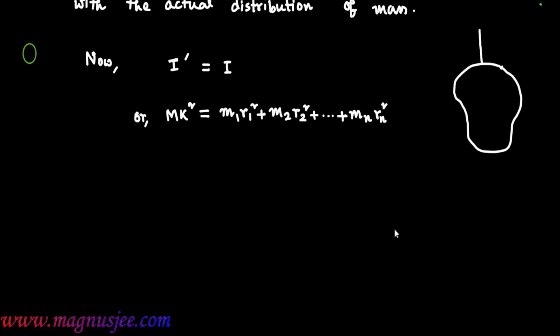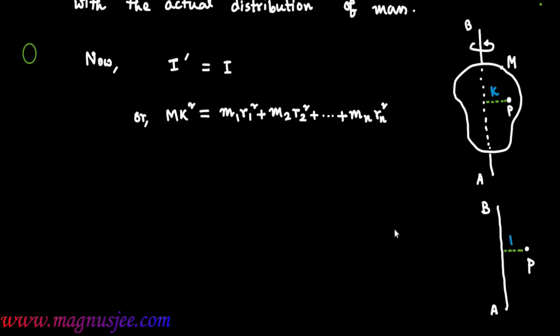Now we can draw the diagram again. This is the rigid body and AB is the axis of rotation, M is the total mass of the rigid body, and AB is the axis of rotation about which the rigid body rotates. We consider a point P which is at a perpendicular distance k from the axis of rotation AB, and at P the total mass is concentrated. M is the mass which is concentrated at the point P. I prime is the final moment of inertia. In this case, I prime equals I.